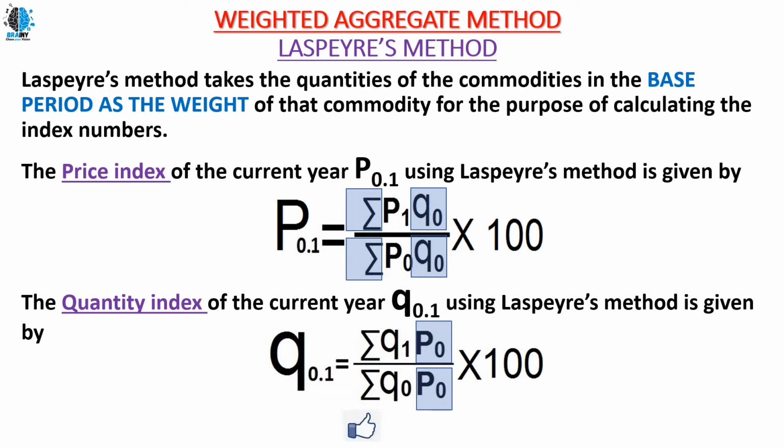Under the Laspeyres method, the author has given the weight to the base year. So base year quantity is Q0 and base year price is P0. In the price index we have to give the weights to the base year quantity. In the quantity index we have to give the weight to the base year price. So these are the two formulas of our Laspeyres method.